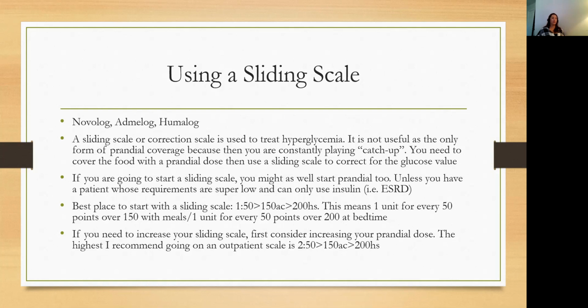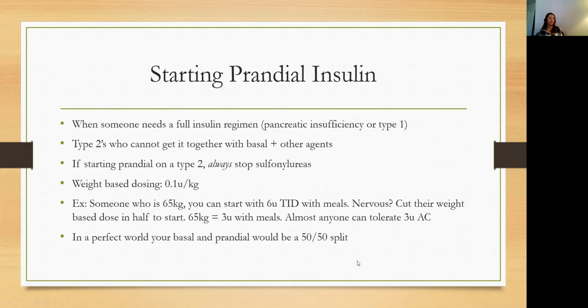So basically this is the way we write it, but I know it's confusing. But that's kind of a typical outpatient sliding scale. And then if it's not enough coverage, you can do 2 units at a time. So blood sugar over 150, 2 units, blood sugar over 200, 4 units, blood sugar over 250, 6 units, etc. So that's kind of how you use a sliding scale.